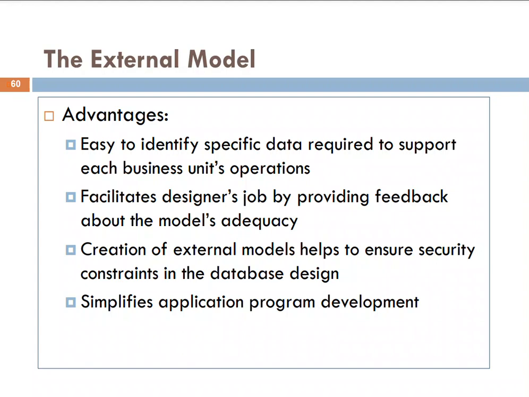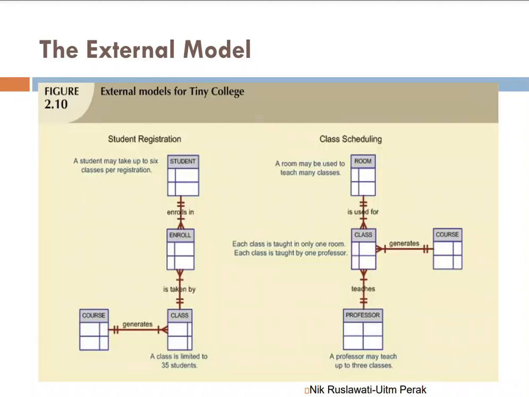Okay, so let's look at how does it look for external model of tiny college. Okay, so user akan, katalah you nak bina satu database untuk college, so kita akan ada apa, student registration, class scheduling. Tu yang penting bagi user. Untuk college ni yang penting student mesti register, lepas tu mesti ada class scheduling. So dalam tu apa, dia punya role dia. Ini adalah satu contoh external model. A student may take up to 6 classes per registration. Okay, so ada entity student, ada kelas.